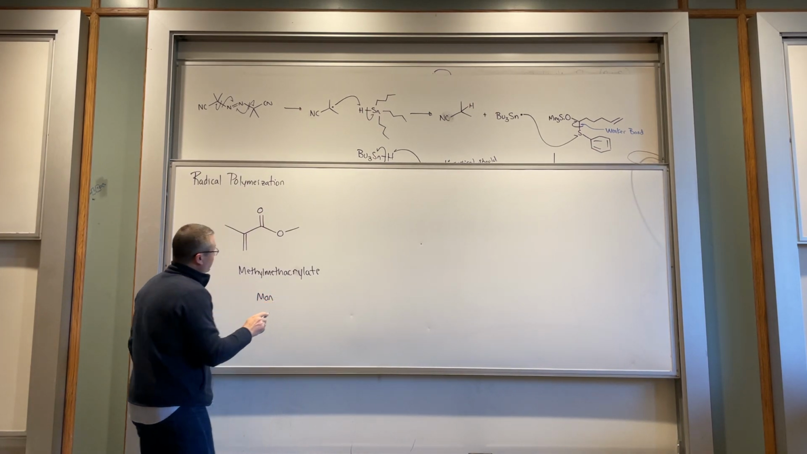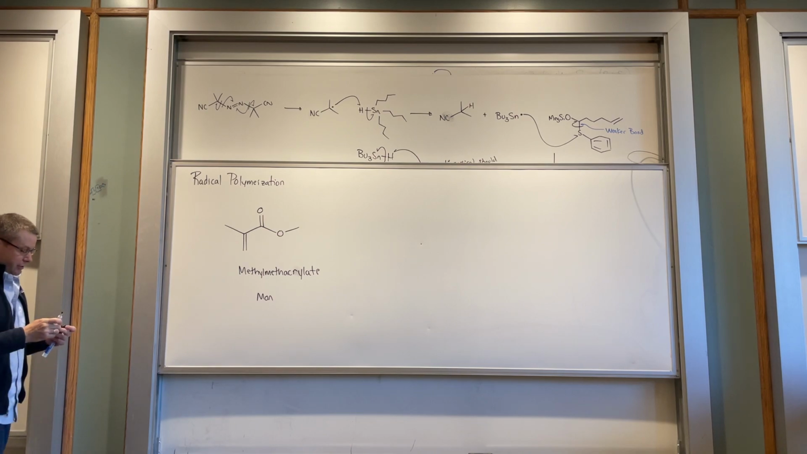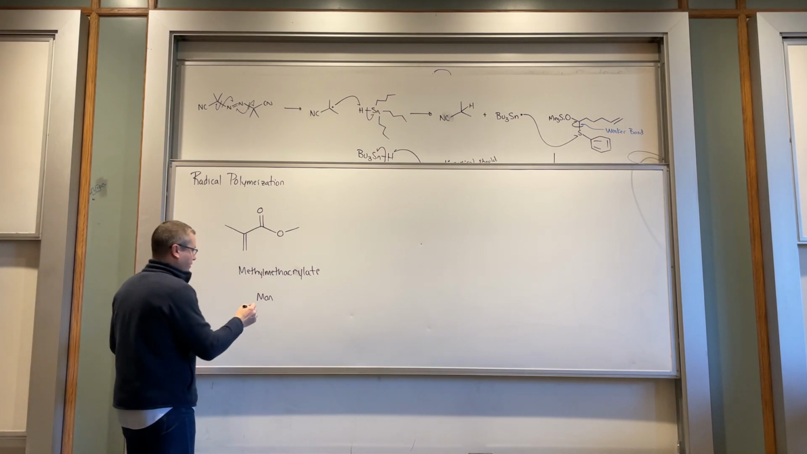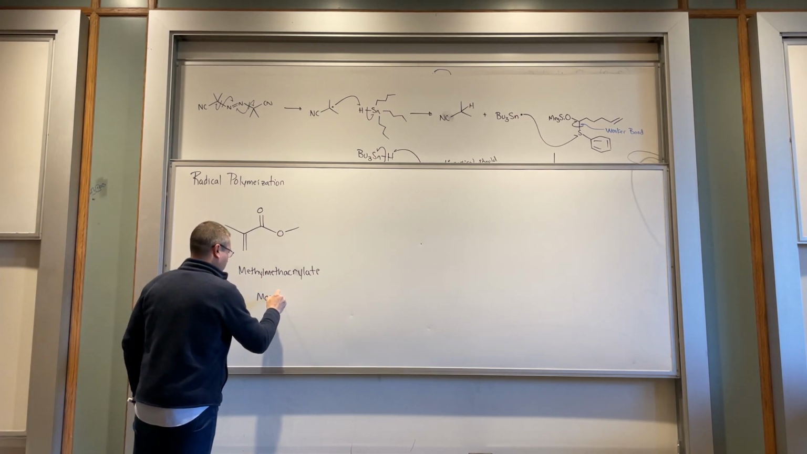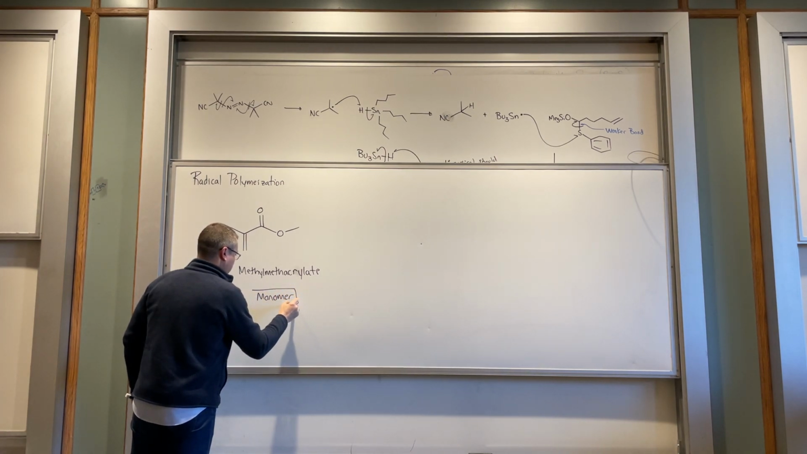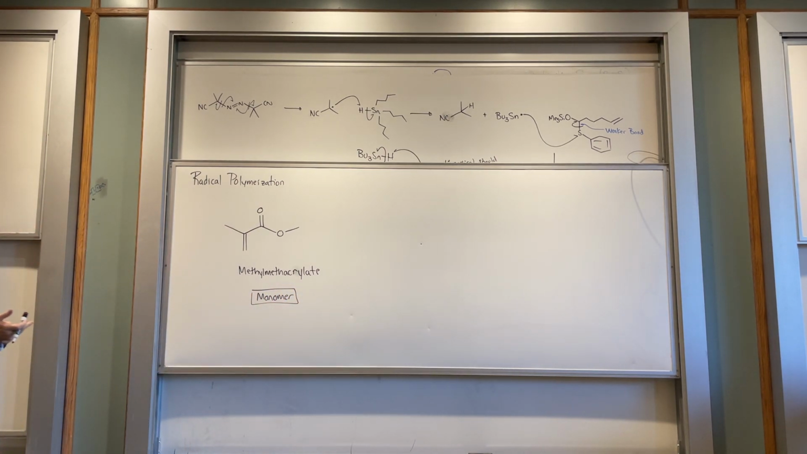So next I want to talk, really briefly, about radical polymerization. We haven't talked about polymerization very much in this class, and I'm going to just introduce you to the creation of one specific polymer. So this is the monomer methyl methacrylate.